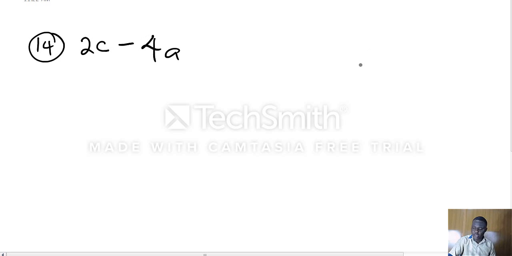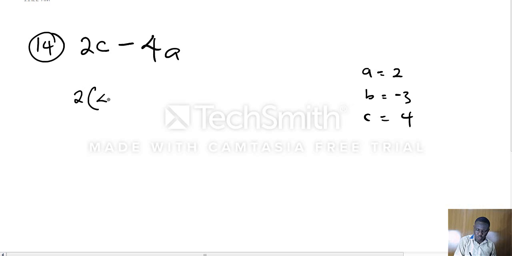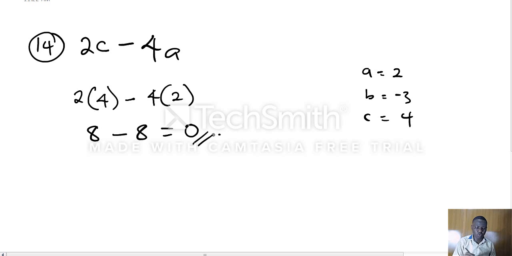Next is question 14. 14 says 2C minus 4A. Remember, A is 2, B is minus 3, C is 4. Let's substitute into this equation together. This will be 2 times what? 4 minus 4 times 2. And 2 times 4 is 8. 8 minus 8 is equal to 0 as your answer.